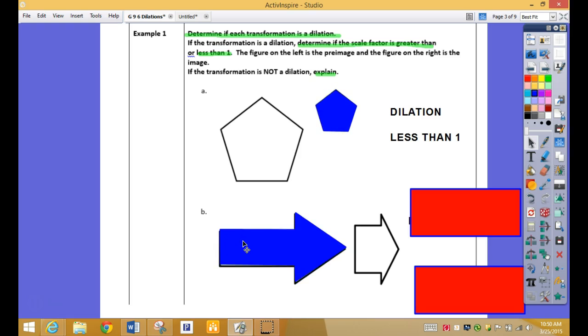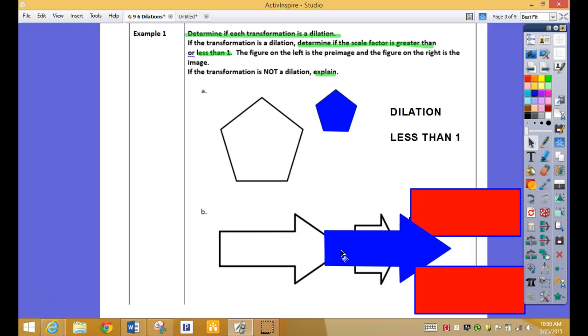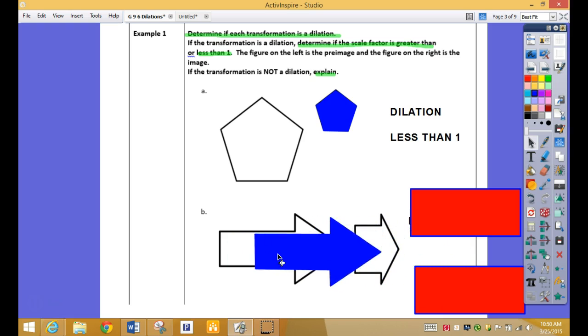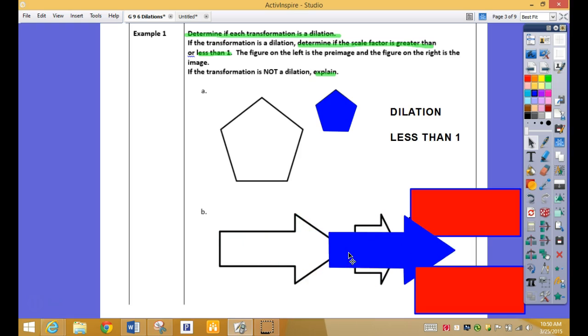How about this image? If it is a dilation, it would be greater than or less than 1? Less. It would be less than 1 if it is a dilation. Do you think this is a dilation? Can I shrink it and get it to be like this? Are they similar? Let's vote. Who says yes? Who says no? Majority says no. Well, let's see what happens.